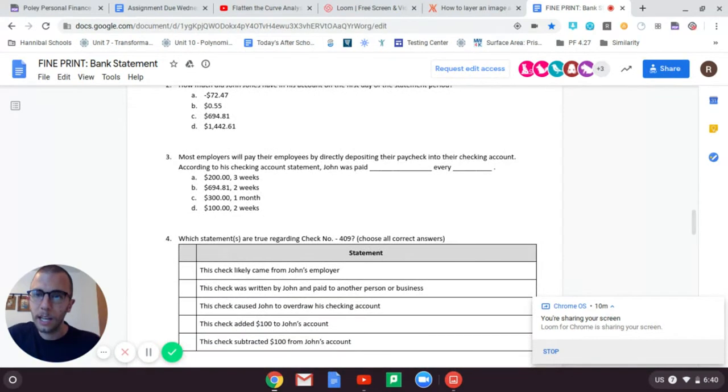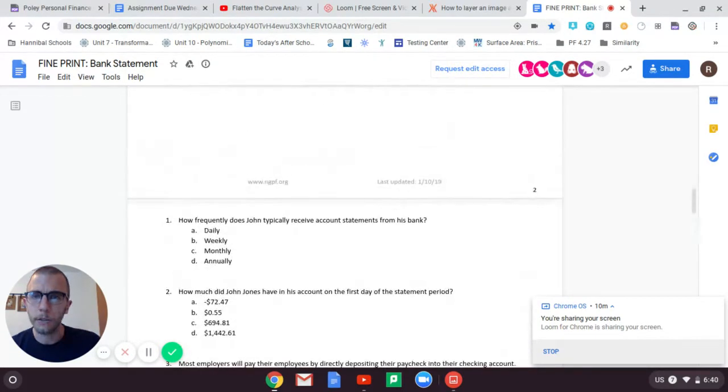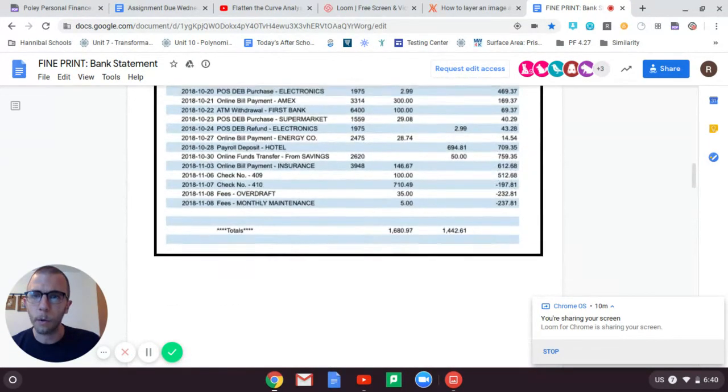Okay. Number 4. Which statements are true regarding check number 409? In this one, you should choose all correct answers. So there could be one answer, there could be more than one. Choose all that are right. So let's see. The first thing says the check likely came from John's employer. Let's look up above for check 409.